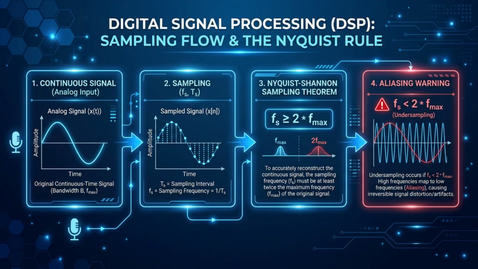Let's quickly summarize what we learned today. A continuous time signal is a real-world signal that changes smoothly over time. Sampling converts this signal into discrete values at fixed intervals. The Nyquist rate tells us the minimum sampling frequency needed to avoid information loss. If we sample too slowly, aliasing occurs, which distorts the signal. By following the sampling theorem, we can perfectly reconstruct the original signal.